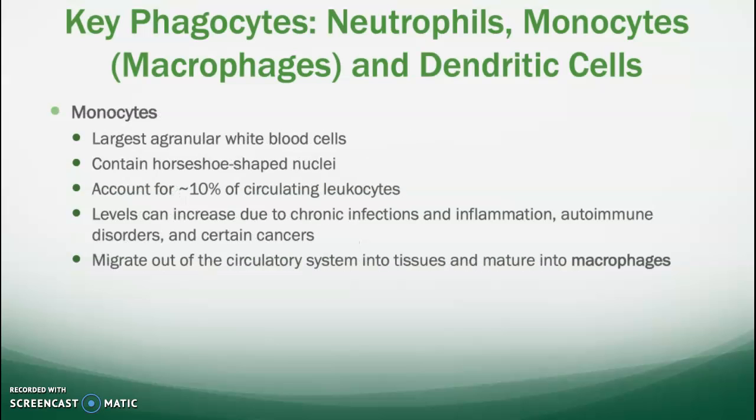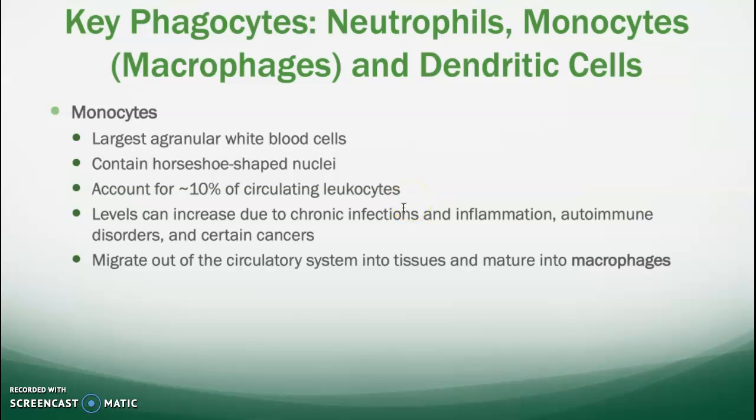The monocytes, like I said, monocytes and macrophages are in the same grouping. That's because monocytes are actually what we would find before they've matured into macrophages, but these ones are the largest of the white blood cells. They're agranular. Remember, they don't look like they have granules in them, and they actually look like they have a horseshoe-shaped nucleus under a microscope. These are about 10% of our circulating leukocytes. So if we were to look in the bloodstream, about 10% of the leukocytes or white blood cells would be our monocytes.